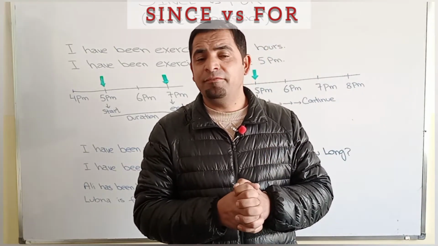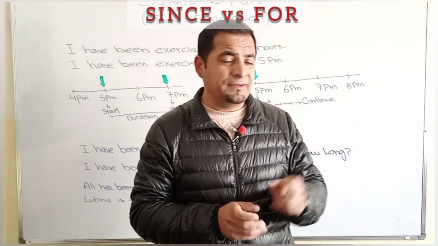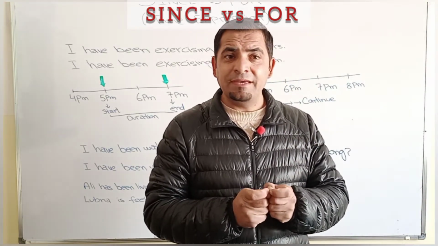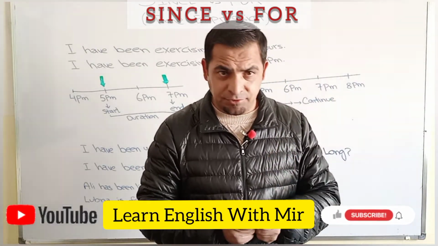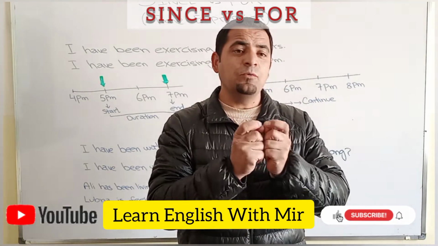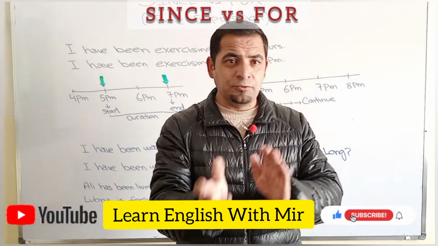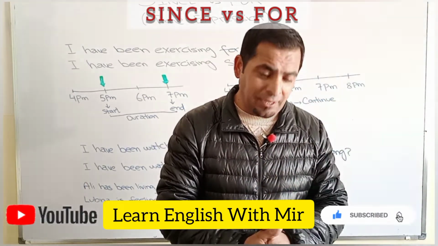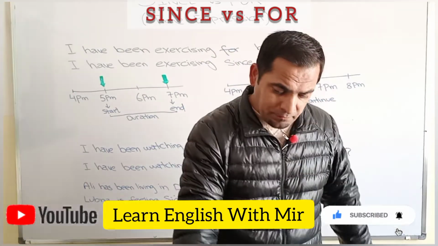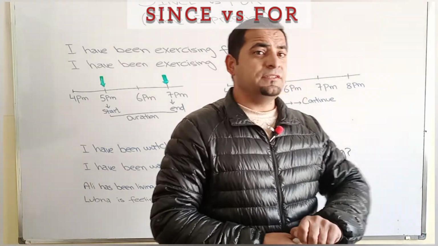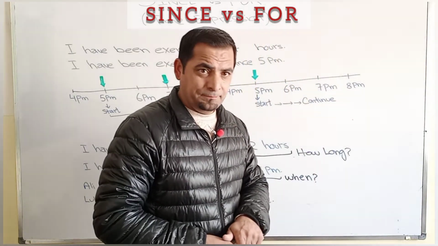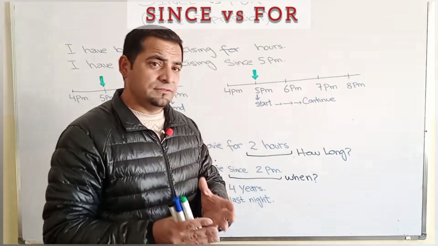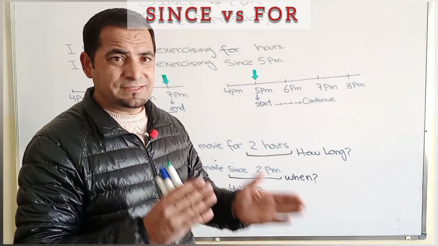Let's first have an introduction of since and for. Since and for is a time expression. It means that we use since and for to refer to time or make reference to time. So I have jotted down two examples to make you understand the difference between since and for.